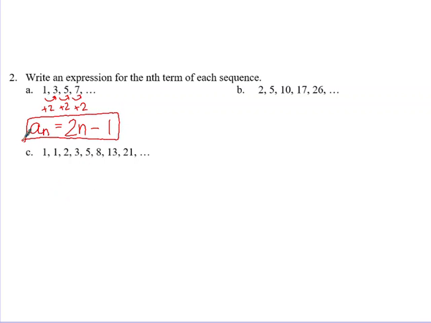And we can double check this. 2 times 1 minus 1 is 1, 2 times 2 minus 1 is 3, 2 times 3 minus 1 is 5, 2 times 4 minus 1 is 7.